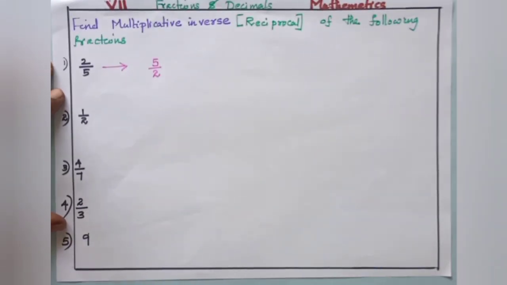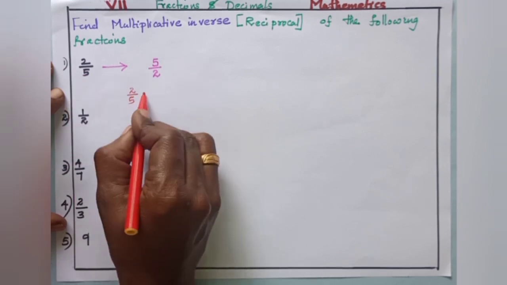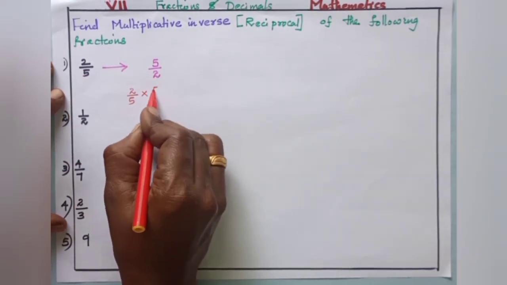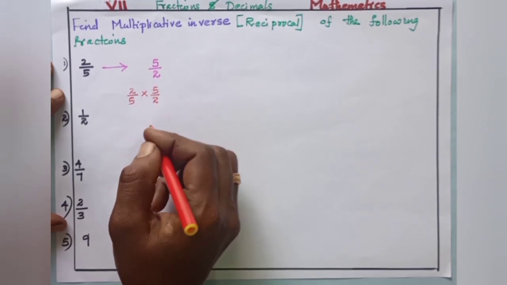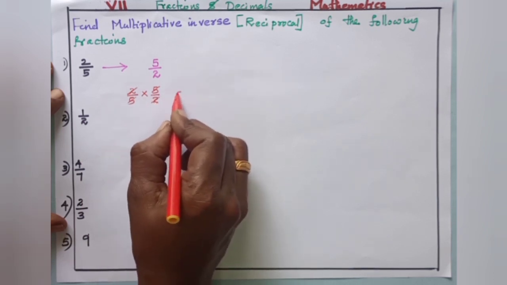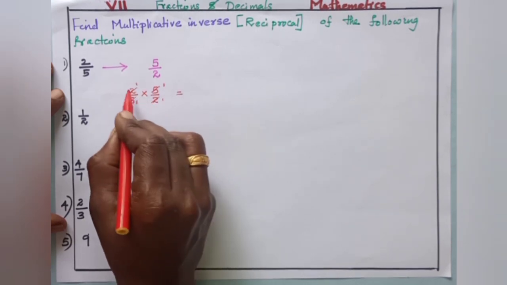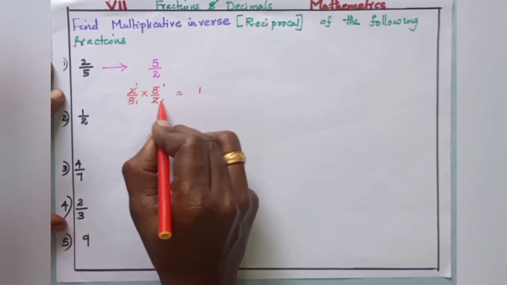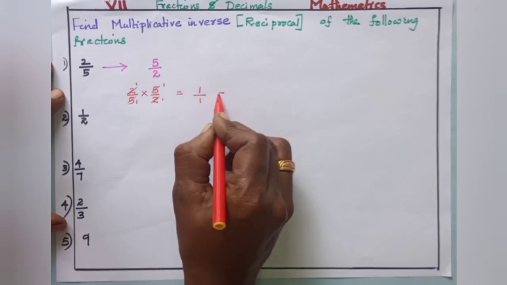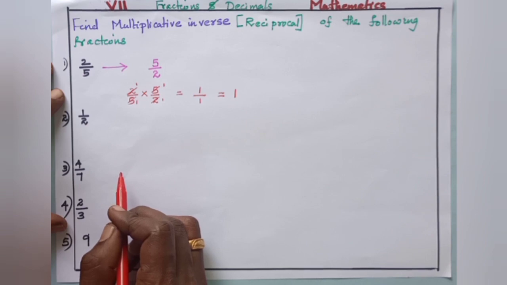Then see, we studied that one fraction and its multiplicative inverse, the product is 1. See, 2 by 5 is the given fraction and its multiplicative inverse is 5 by 2. We can cancel 5 and 5, 2 and 2, we get 1 and 1. So 1 into 1, 1 by 1, equal to 1. Okay, clear all of you?